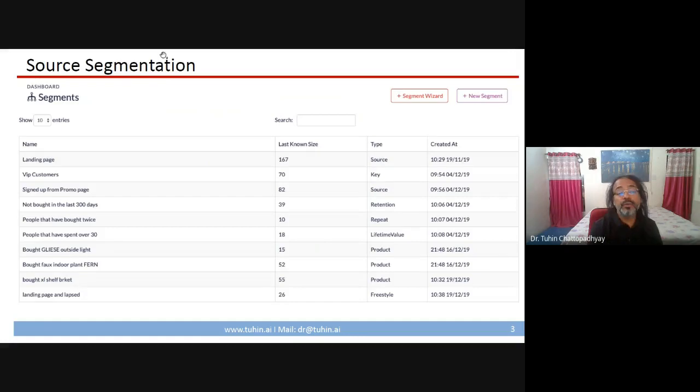Source segmentation is possible, right? How can I segment the customer based on my source, like VIP customers, signed up on a promo page, not bought in the last 300 days, people that have bought twice. By the way, how is this in sync with my product platform concept? Remember, here I'm showing you the dashboards. These are actually screenshots. What I'm showing you are the screenshots of a leading platform in the segmentation space.